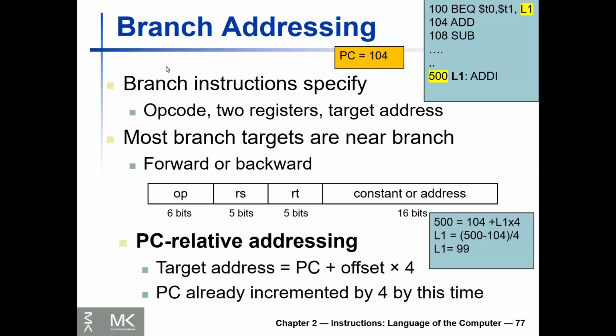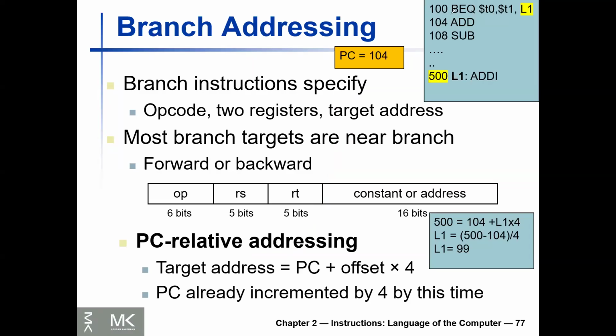Branch addressing. So it is branch equal. We are talking about branch instructions now. We already discussed branch equal and branch not equal. All the branches will be in this category. Suppose this program is executing and it has this sequence.